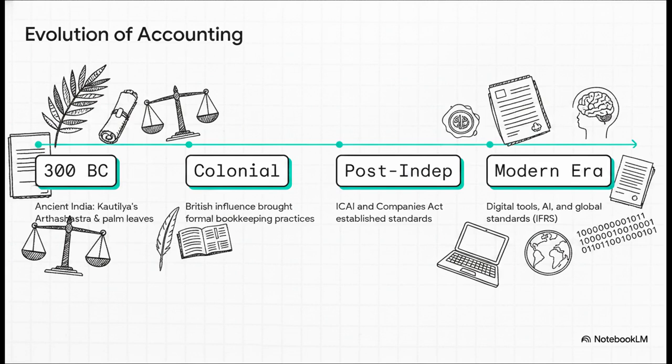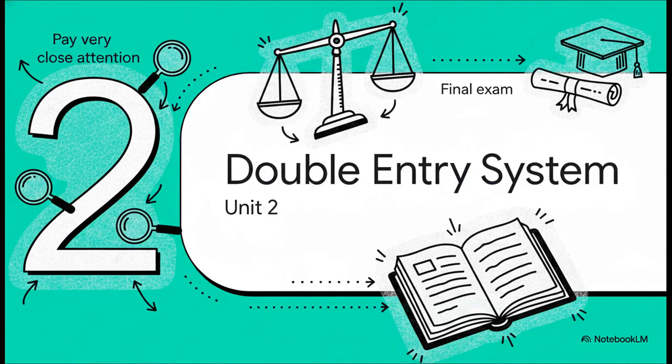Moving ahead to the colonial era, we see the heavy influence of formal British bookkeeping. Then post-independence, the whole thing gets formalized with the Companies Act and the birth of the ICAI, the Institute of Chartered Accountants of India. And finally, we hit the modern era, which is just completely dominated by digital tools, AI, and global standards like IFRS. It's a brilliant illustration of how financial record keeping evolved from literally scratching on palm leaves to running massive standardized global networks.